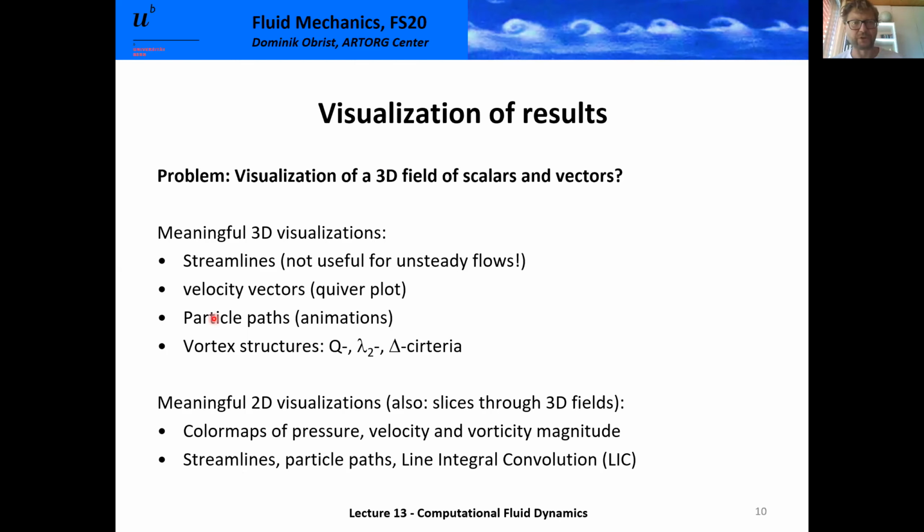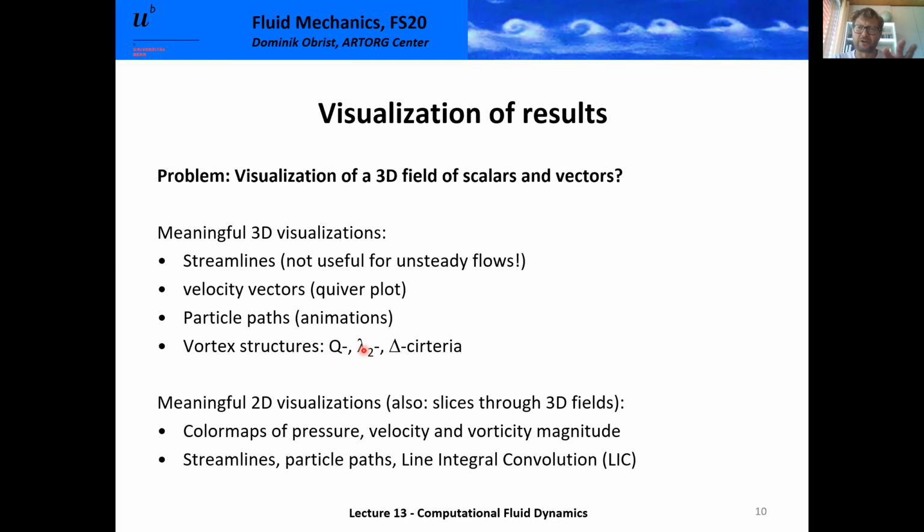CFD codes usually offer you the possibility to create particle paths. Use that. Then there's a bunch of vortex criteria. The most popular ones are the Q and the lambda2 criterion. You don't need to know too much more about these things, but these are, let's say, abstract markers to define the localization of vortical structures. Can be very useful to produce meaningful pictures.